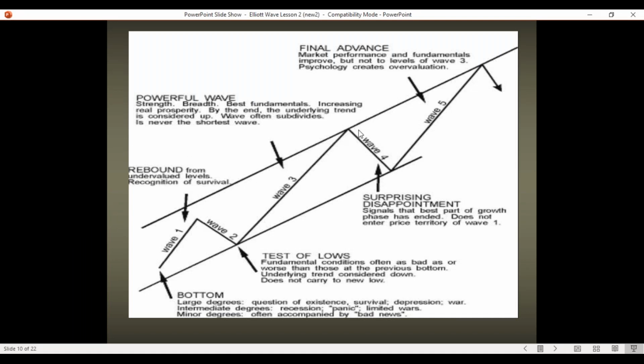All right, I'm going to cut that off there. We're going to do wave four, wave five, and then the ABC on Thursday, because I'd be here probably another half hour trying to go over those. So we'll do that on Thursday.